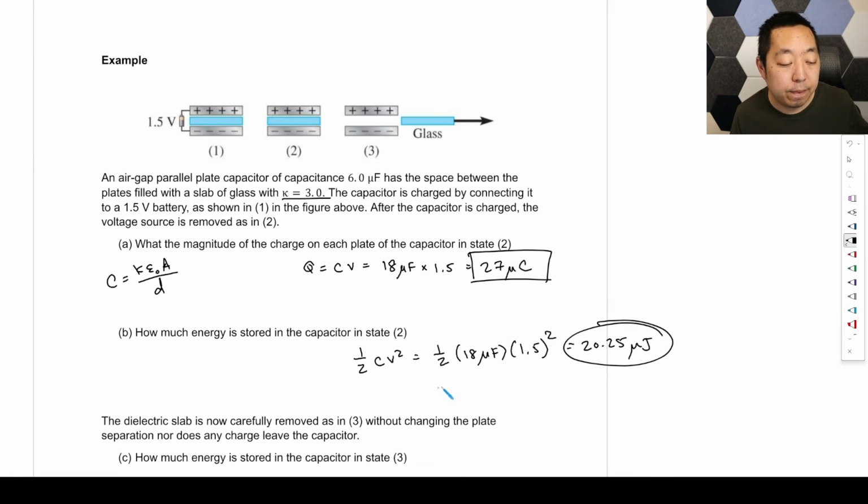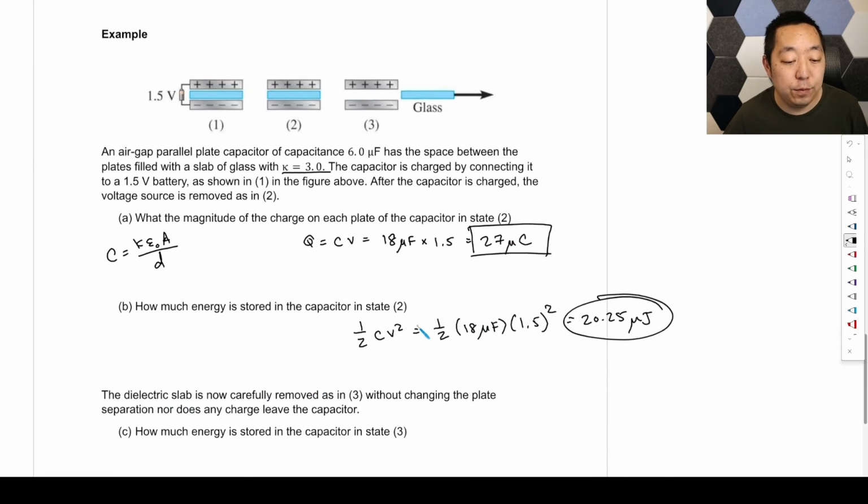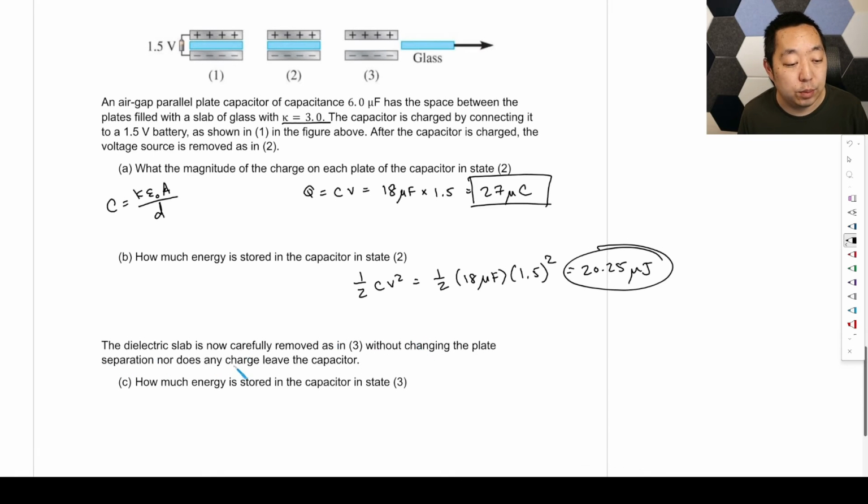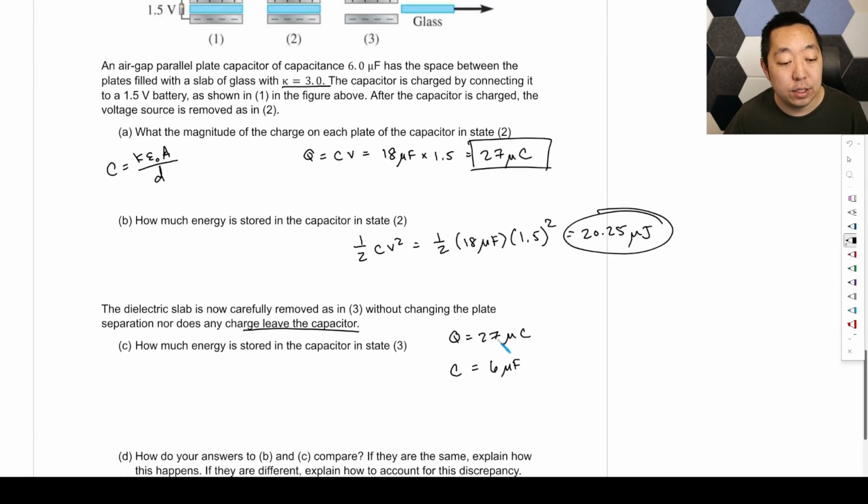Now the dielectric slab is carefully removed in 3 without changing the plate separation, nor does any charge leave the capacitor, because we've isolated it, right? So the Q is still 27 microcoulombs. However, now the capacitance is 6 microfarads instead. So we need to think about how the energy changes.